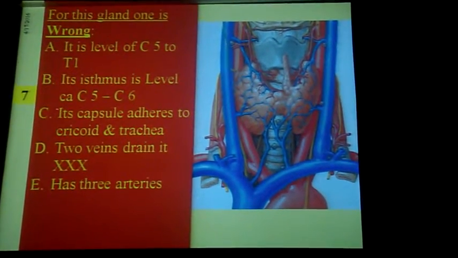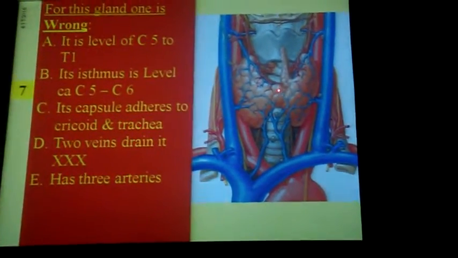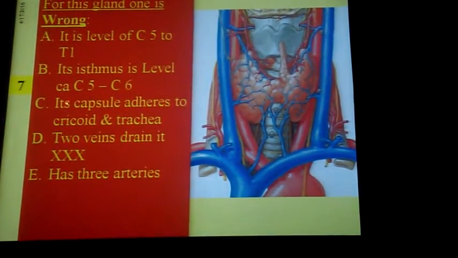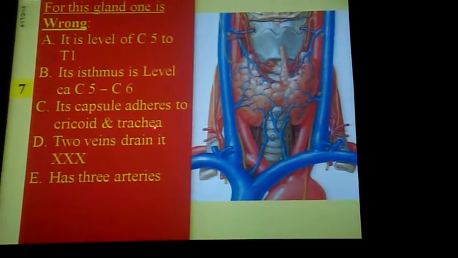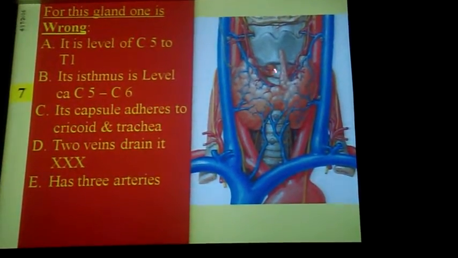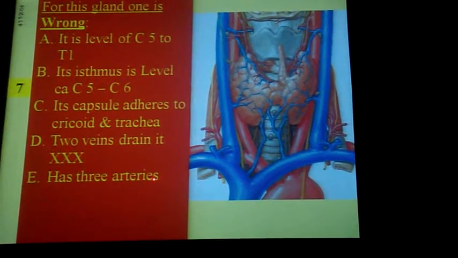C5 to C6. Its capsule, the capsule of this gland, is adherent to the cricoid and partly to the trachea as well. The capsule is adherent to the cricoid cartilage and the trachea. The capsule of the gland is adherent to both of these. So this is correct.